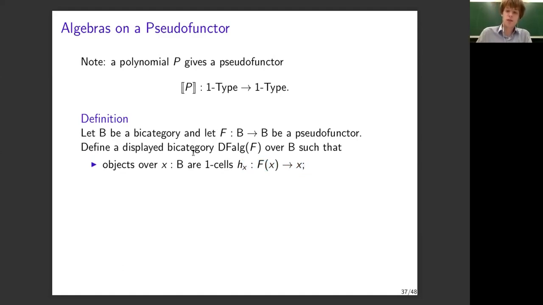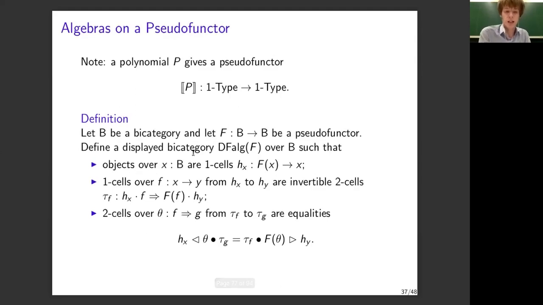You also need to define the displayed two-cells and the displayed one-cells. These are a bit more complicated, mainly due to technical reasons. The displayed one-cells represent the commuting square for algebra maps, and these have to commute up to an invertible two-cell. And the displayed two-cells are just coherencies of these.